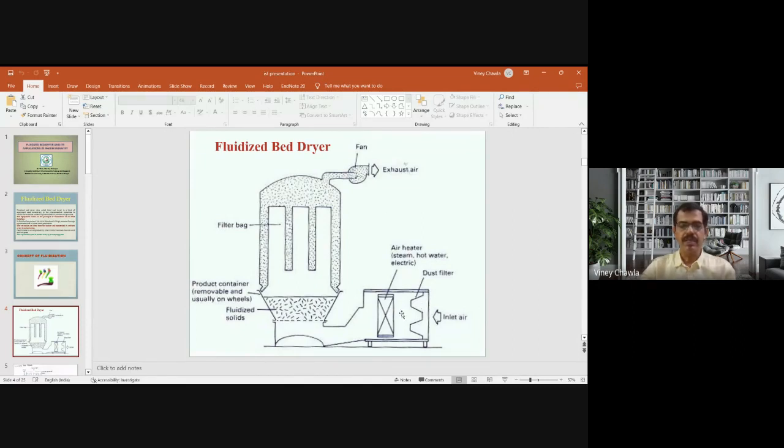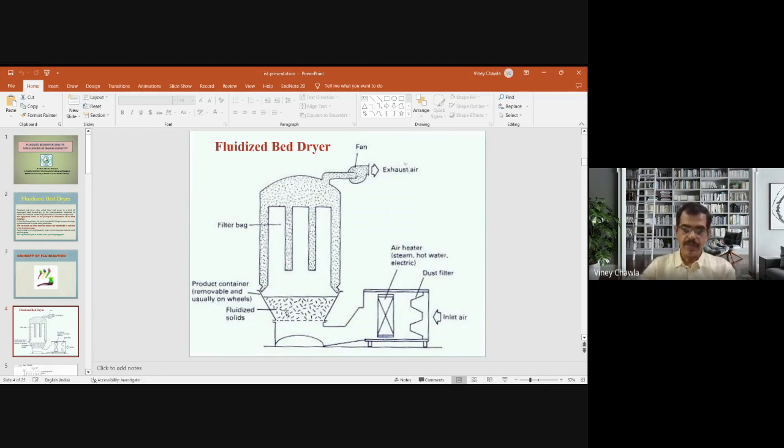After this, it comes in contact with the air heater, which can be heated either by steam or through electric means or hot water. This heated air is made to force through the perforations, through the small holes. Basically, perforations are nothing but small holes. So these perforations are there, which are allowing the air to pass through this bed of solids.